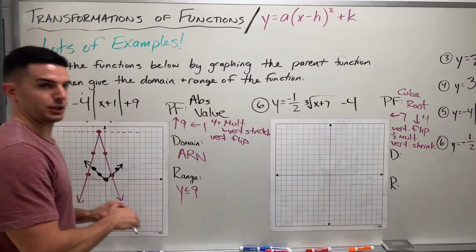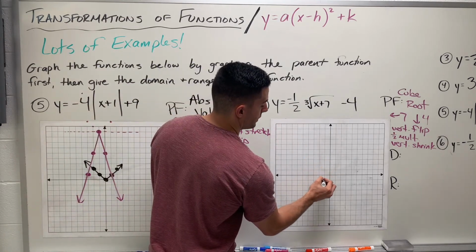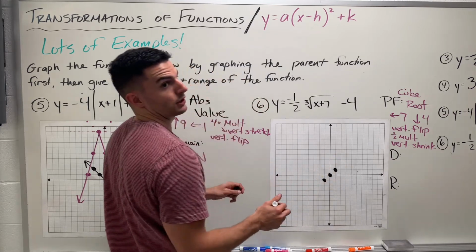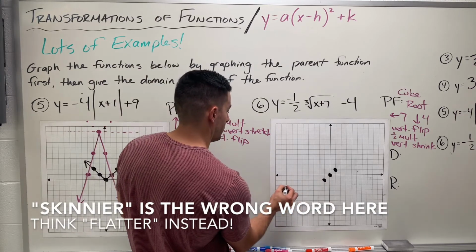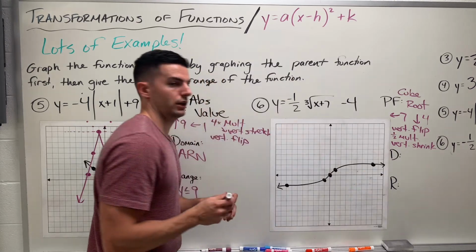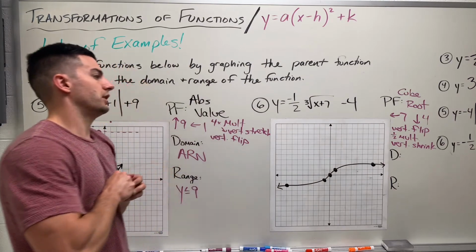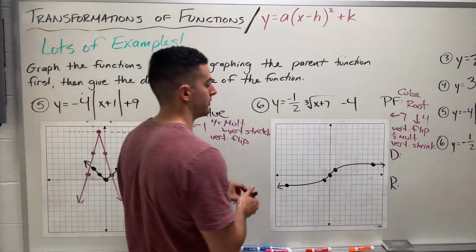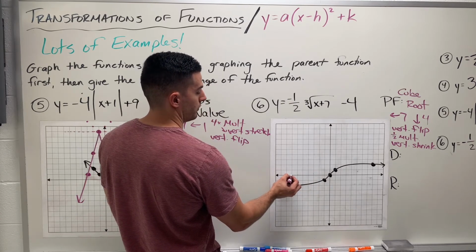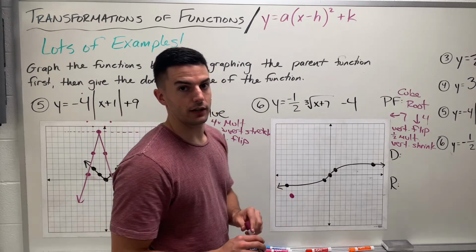Okay, I forgot my cube root parent function as well, so let's sketch that. It's got those 3 points, -1, -1, 0, 0, 1, 1, but the cube root is the one that's skinnier, so we're going -8, -2, and +8, +2. Okay, so that's my parent function, and I'm doing all these things to it. So I'm shifting that origin point left 7, 1, 2, 3, 4, 5, 6, 7, left 7, and then down 4, 1, 2, 3, 4.